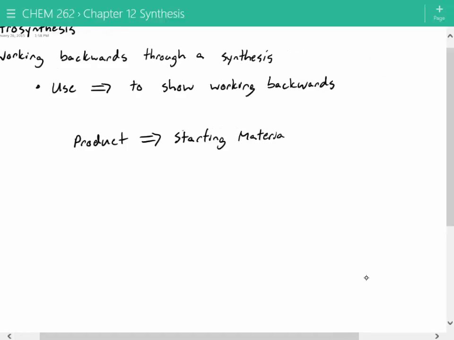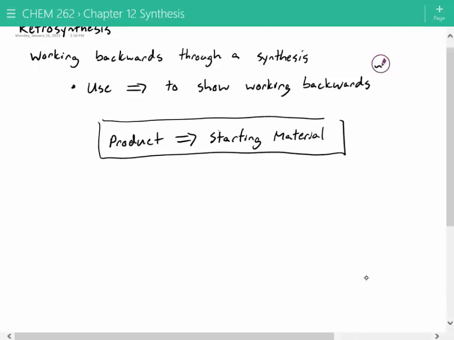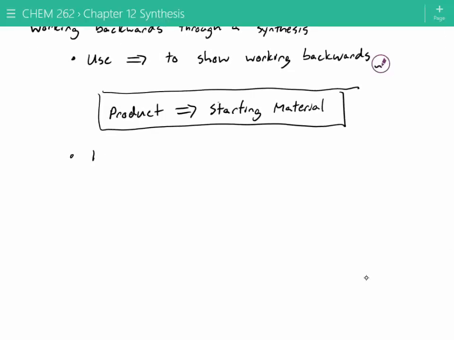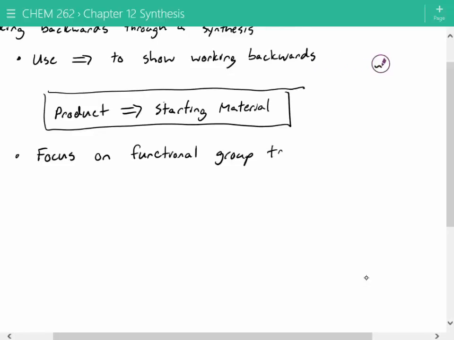Some people get a little sloppy and only show the one-way arrow, at which point it gets really confusing. You need to make sure you're using the correct arrow designation. All right, and then the next portion is to really focus on your functional group transformations. So that was the second part of what I was talking about on the last slide.